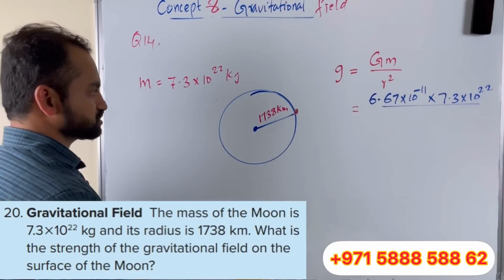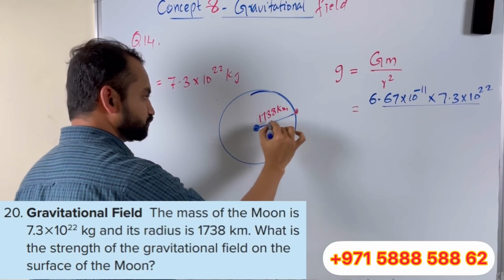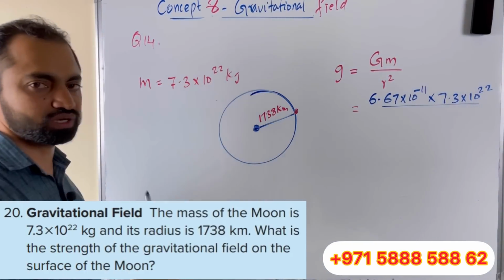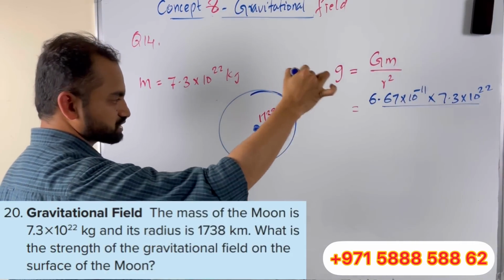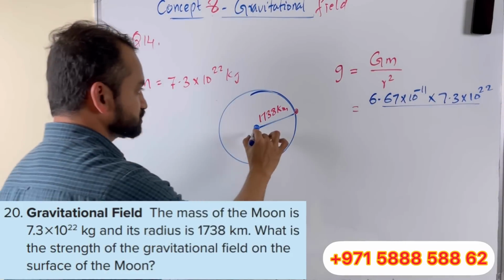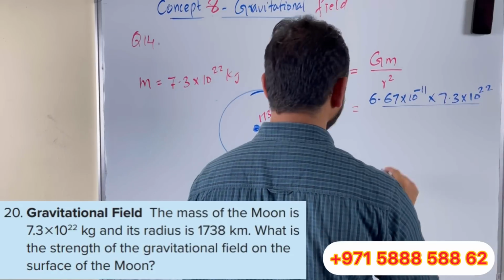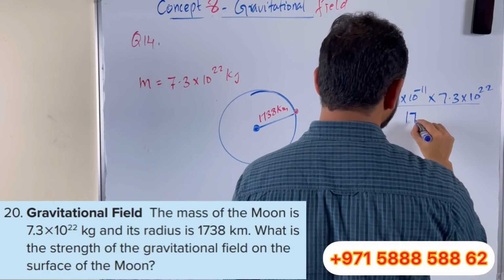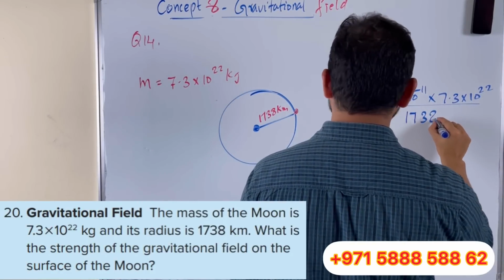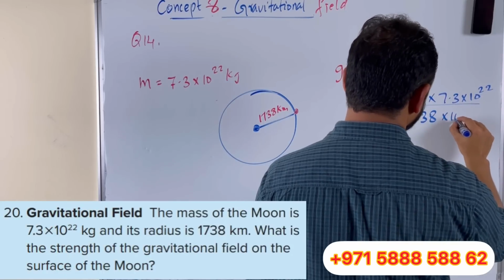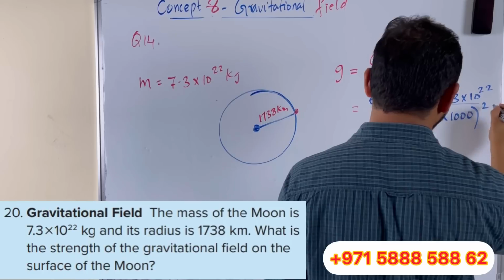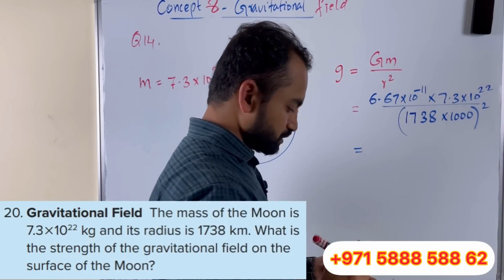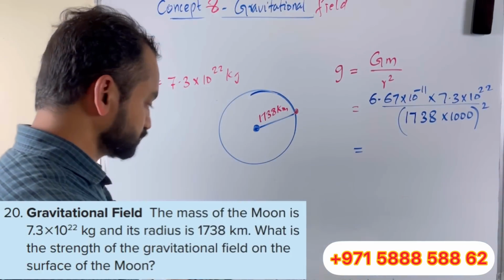So what is the distance? It is the distance from the center to the point where you want to calculate the gravitational field. Here you are calculating the gravitational field at the surface, so the distance is equal to the radius of the moon. So it is 1738 kilometers, right? We need to change that kilometer to meter by multiplying by 1000, and square, which equals, now we will do the calculation.